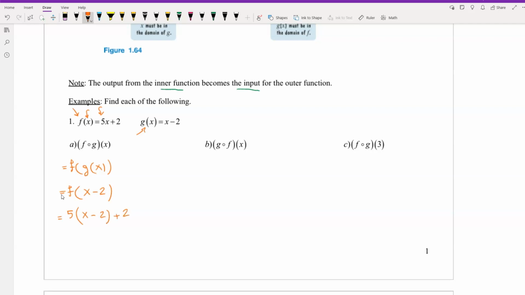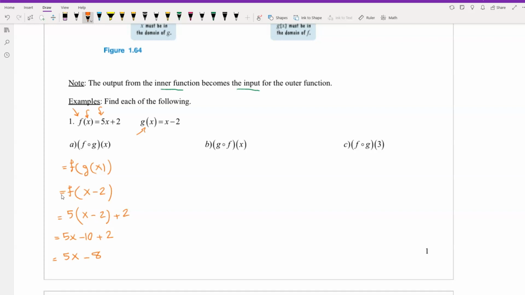Use the distributive property, so it's 5 times x, 5 times negative 2, plus 2. Combine like terms, we have 5x minus 8. So this is our final answer for this part.